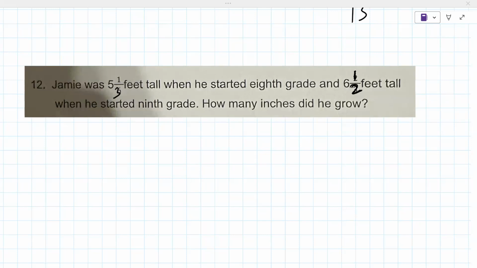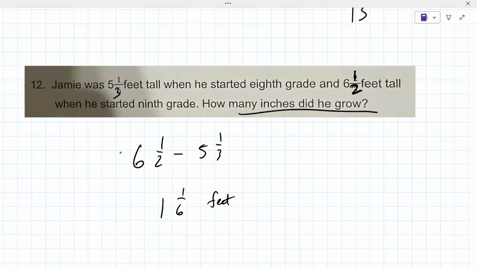One and one sixth. So you subtract, right? Six and one half minus five and one third. You said one and one sixth. Oh, it's supposed to be inches. Well, that's your answer in feet, right? Yeah, you've got to convert to inches. The interesting thing is your answer is actually all in feet, but yes, you want to convert to inches. 14 inches. That's correct. All right, very good.